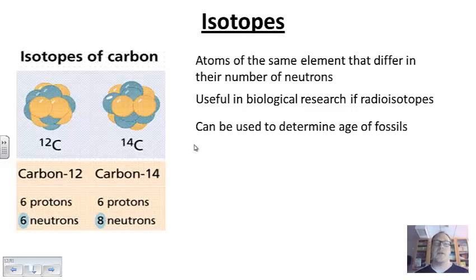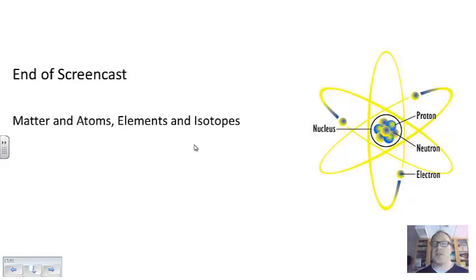So that's it for this particular screencast. We're going to work on drawing Bohr models in class so that we know how to interpret information from the periodic table. But this is just a really general introduction to that stuff. So you should have some answers to these questions. What is matter? What are atoms? What are ions? What are the different types of atoms called? Elements, and what are isotopes?